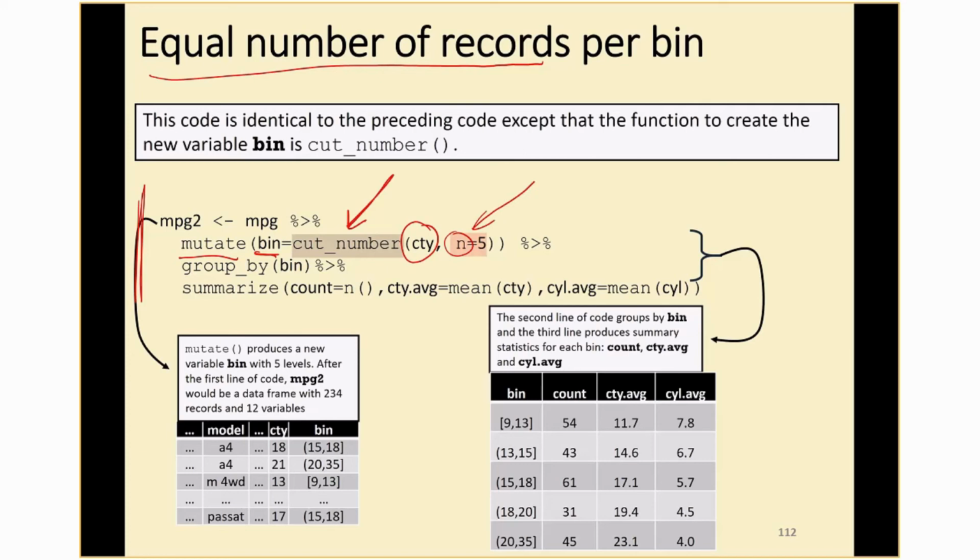So at the end of that step, we'll have this data frame that has this new variable called bin. And these bins are going to be bins with approximate number of observations in each bin. The second step here is the same as the second step in the previous slide. We group by bin. Group by bin will give us 5 records associated with the 5 different levels of bin, and we'll have these 4 variables: bin, count, city average, and cylinder average.